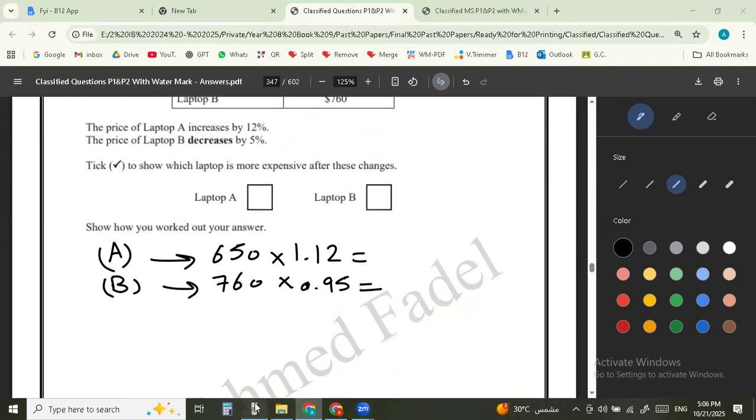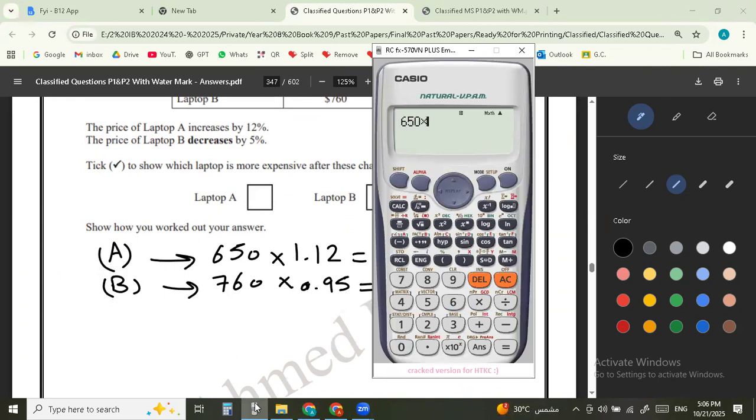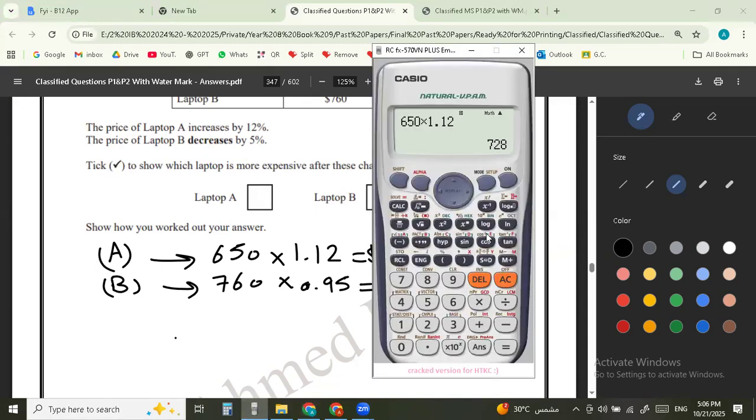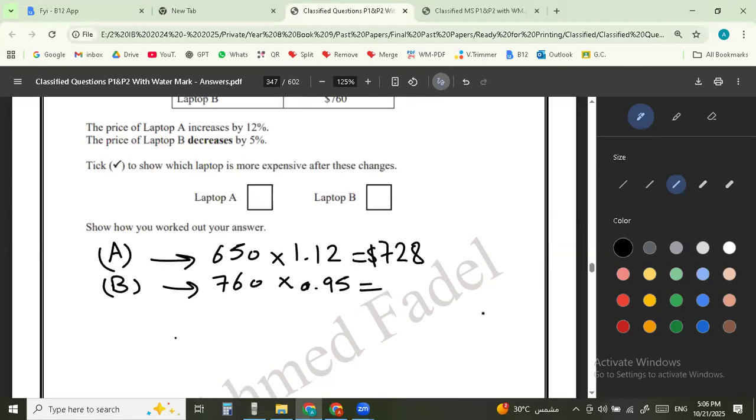Let's use the calculator. 650 times 1.12 equals $728. The next one is 760 times 0.95 equals 722. So, which one is more expensive? Laptop A is more expensive. Show how we worked it out. You show this.